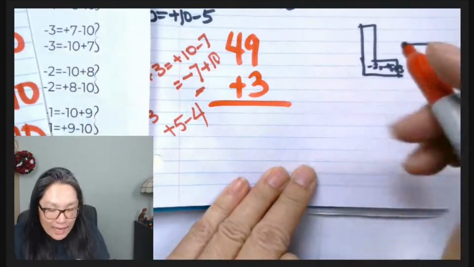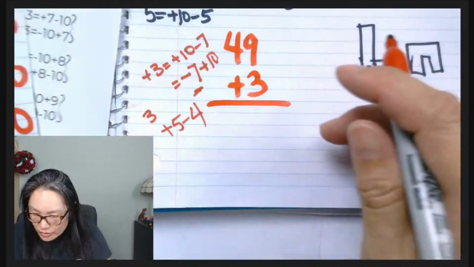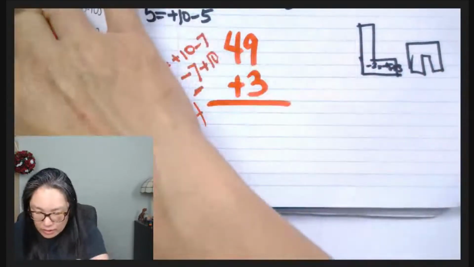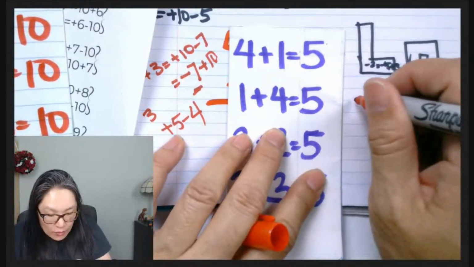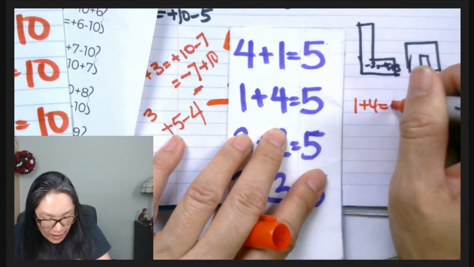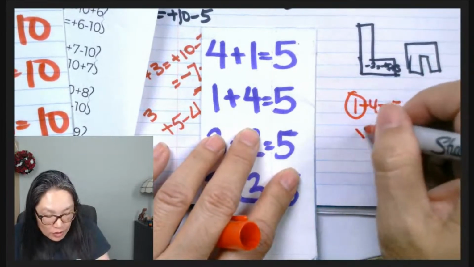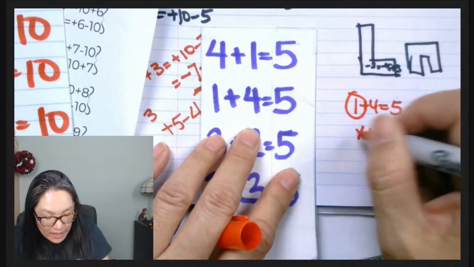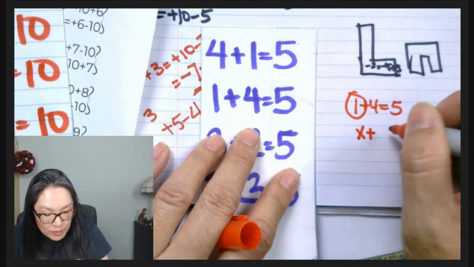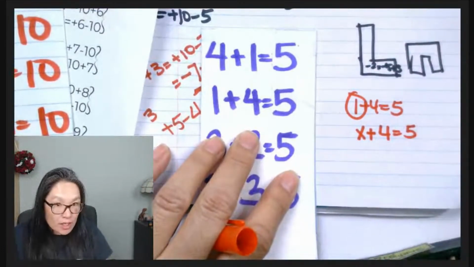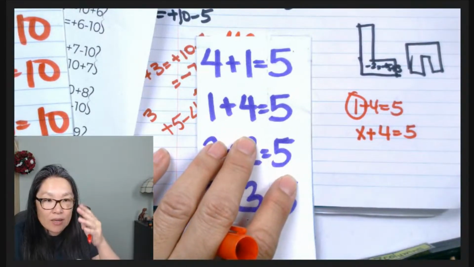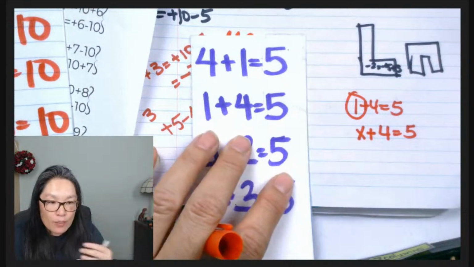So what's going to happen is when we do 1 plus 4 is equal to 5, if I wanted to isolate this 1, notice that I'm going to do x plus 4 is equal to 5. So now we're starting the beginning parts of algebra, but the kids don't know it.